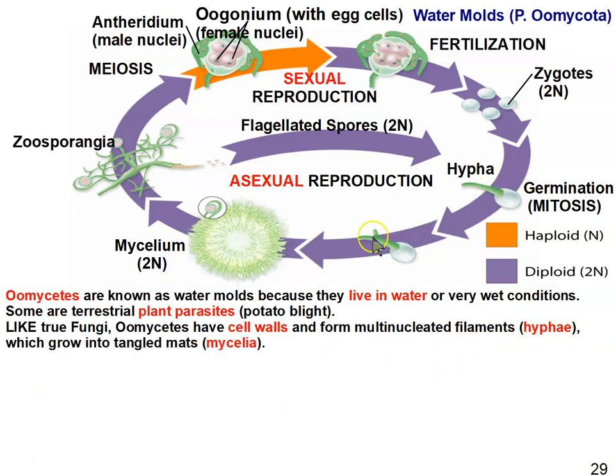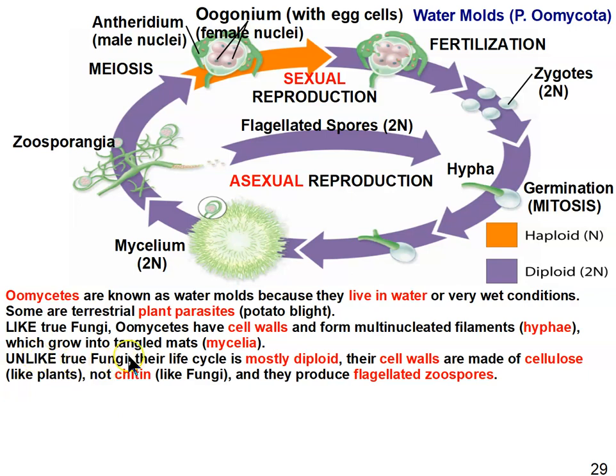The hyphae then grow and branch, and that's what we're seeing in the diagram here. They grow and branch into this tangled mat, eventually a lot of hyphae all tangled together, and we call that structure a mycelium. And again, this is something that we see in true fungi too. The fungal body is basically made up of this tangled mat of hyphae that we call a mycelium. So those are characteristics they share with true fungi, but what makes them different from true fungi?